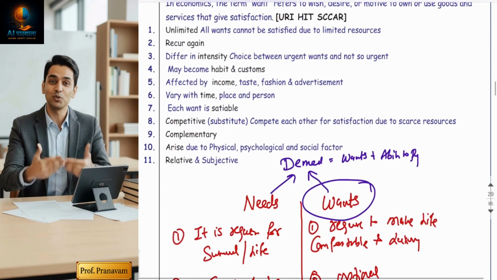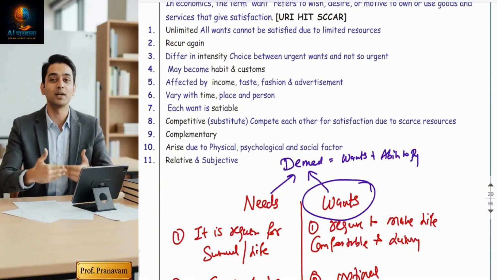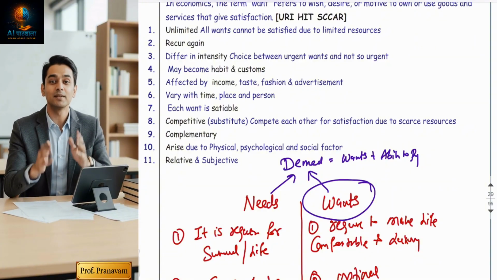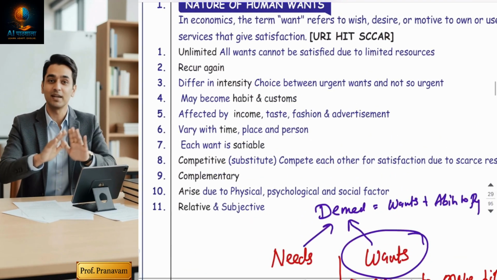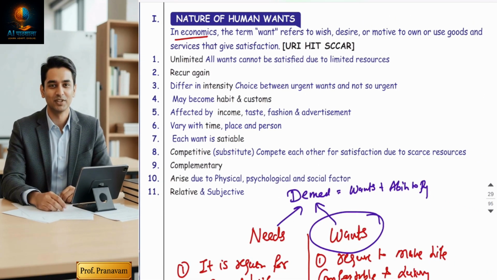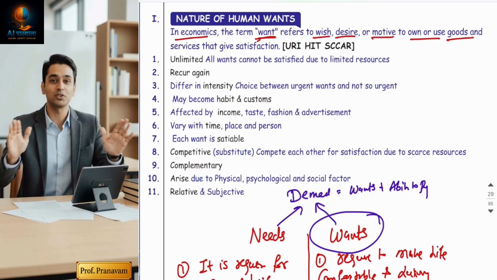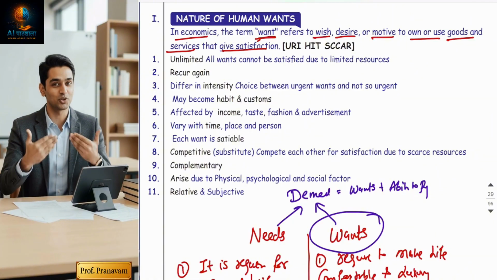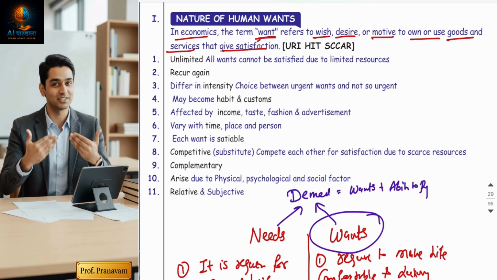Okay. Now, one more thing before I get into that: you have studied factors affecting demand. So friends, the same factors which affect demand also affect your wants, because demand is derived from wants. So it is a similar topic. Let's read it. In economics, the term wants refers to wish, desire, motive to own or use goods and services that give satisfaction. Life is all about getting satisfaction. Am I correct? Yes.